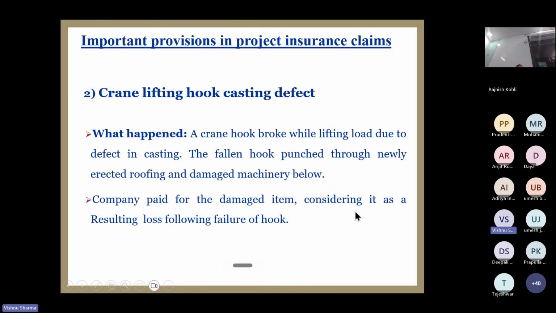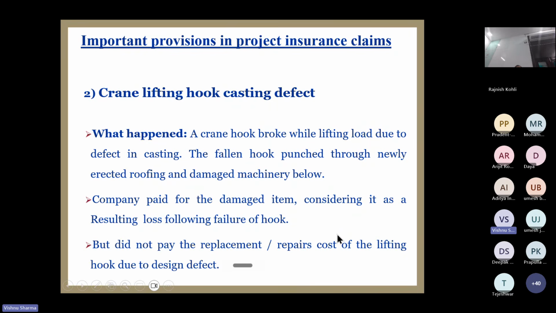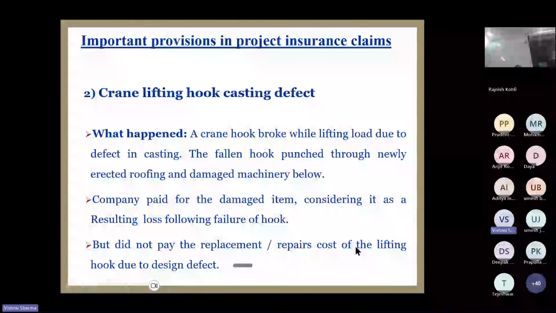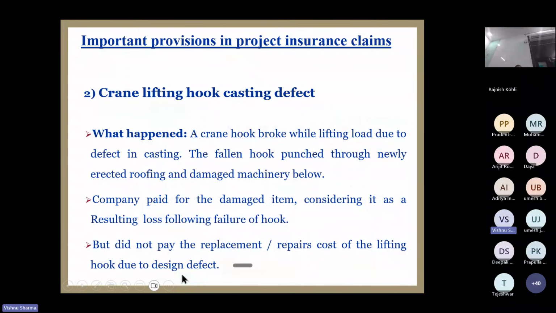Then the company paid for the damaged items. In this example, the hook itself was not paid for, the company did not pay the replacement cost of the hook because it was found defective in design. These are the various examples.